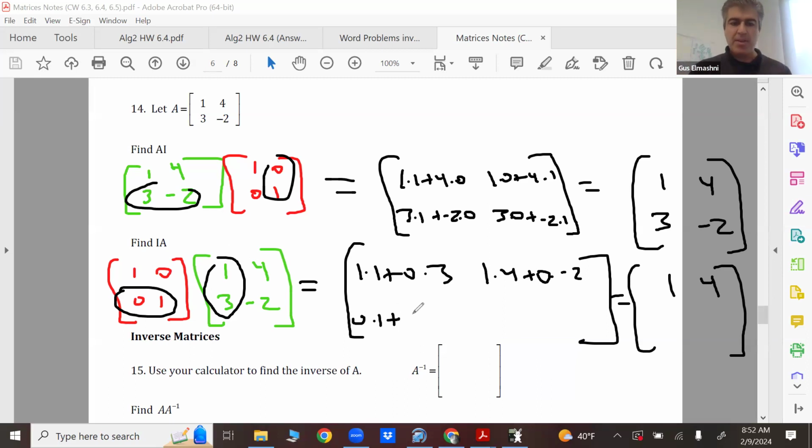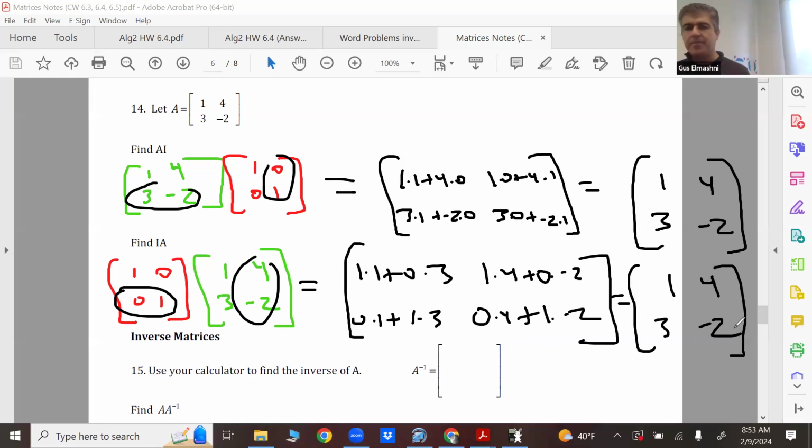So 0 times 1 plus 1 times 3, you get 3. And then lastly, 0 times 4 plus 1 times -2, you get -2. So yeah, you can see that any matrix times its identity maintains its identity. This is a very important point for what we're going to do next.